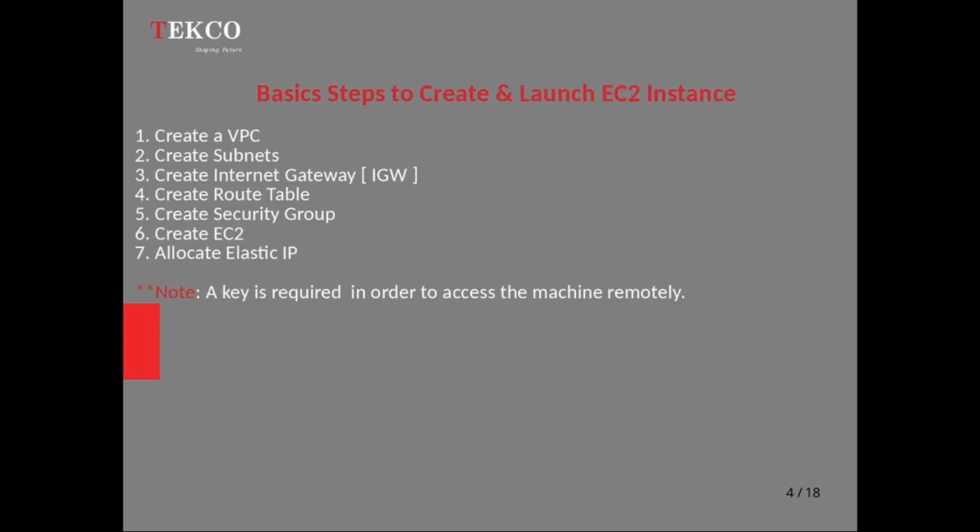Okay, so the few basic steps which we will perform while creating the EC2 instance are: create a VPC, create a subnet, create the internet gateway, set up the route table, create security groups, create the EC2 instance, and then allocate the IP address. And then at the end, we will need a key to connect to an EC2 instance from a remote machine.